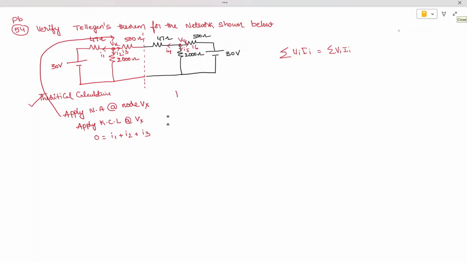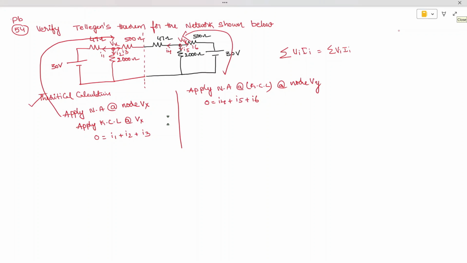Similarly, I have to find out Iy, because I want to find out I4, I5, I6. So similarly, apply nodal analysis, which is nothing but applying Kirchhoff's current law at node Vy. So what are the entering currents? Here also you can see there is no entering current, all are leaving currents. Therefore 0 is equal to I4 plus I5 plus I6. These are all the leaving currents.